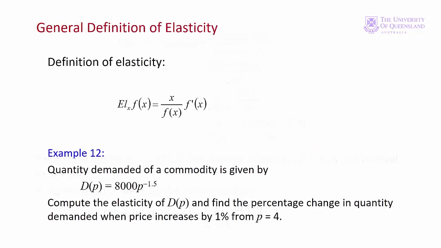If we consider this in general terms, we have the following formula. Variable x that changes and the function f of x that changes as a result. In the previous cases, x was the price and f of x was the demand function, but this is more general. The formula represents the elasticity of f of x with respect to x. In example 12, we apply that to the price elasticity of demand. It's quite a simple calculation, and you can go to that video at the end of this module.